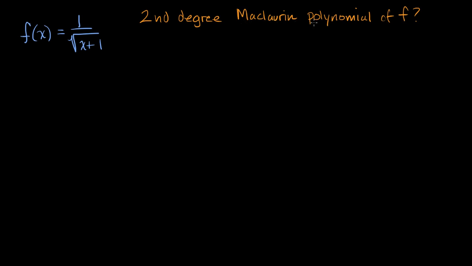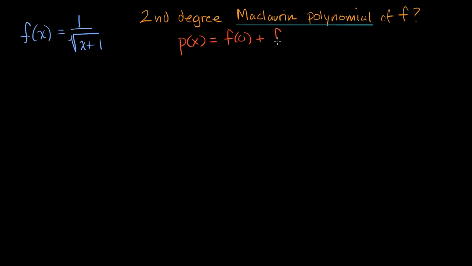So let's remind ourselves what a Maclaurin polynomial is. A Maclaurin polynomial is just a Taylor polynomial centered at 0. So the form of this second degree Maclaurin polynomial, and we just have to find this Maclaurin expansion until our second degree term, it's going to look like this. So p of x, I'm using p for a polynomial, it's going to be our f of 0 plus, and we could view that as f of 0 times x to the 0 power. Well, that's just f of 0.